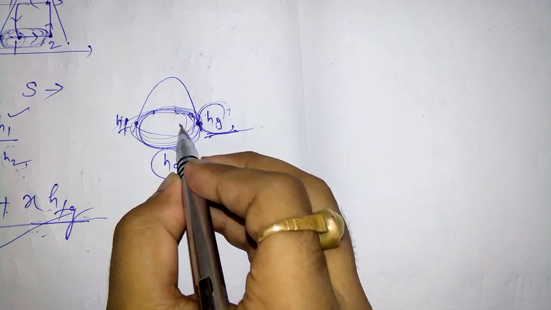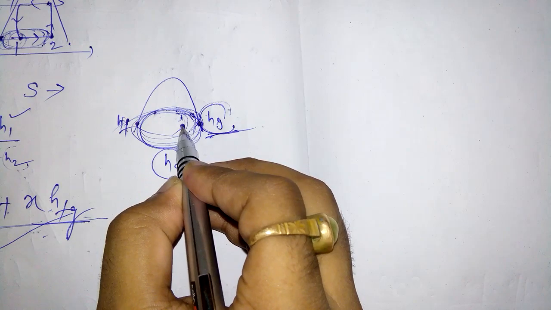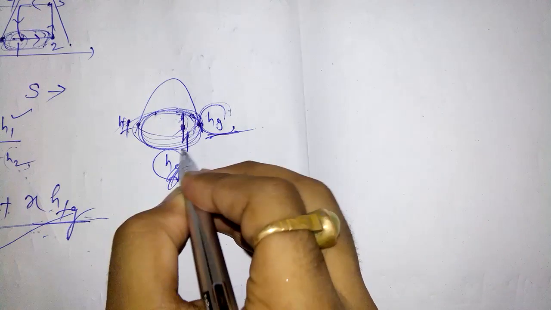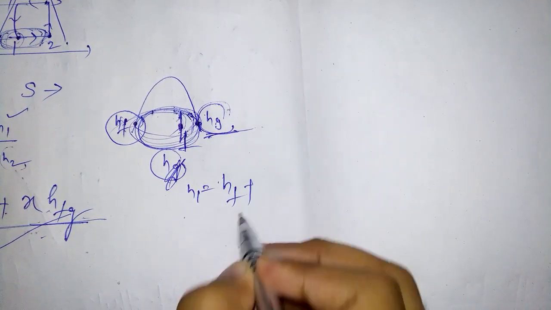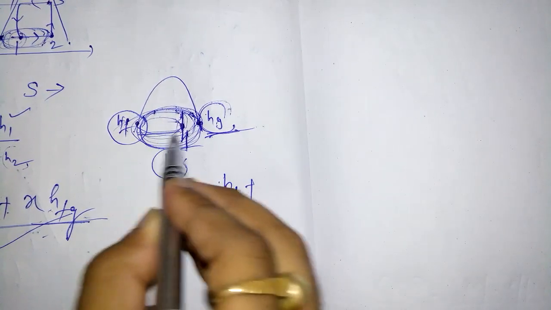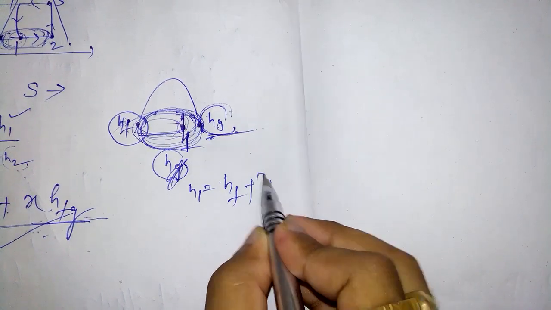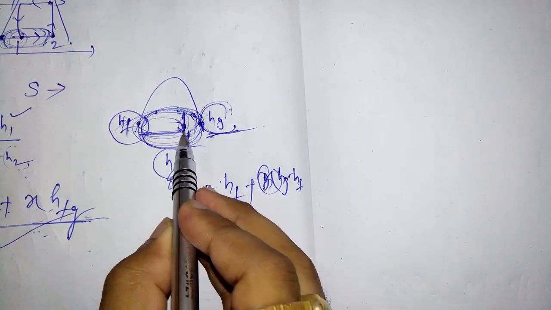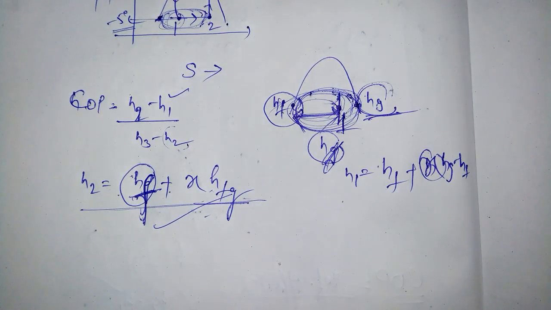But if you are somewhere in between, and I need to find the enthalpy at this portion, then what is my formula? Suppose this is point 2, then H2 will be Hf plus the change in this portion, that is nothing but x into (Hg minus Hf). What is x? x is the dryness fraction for this portion. So H2 is Hf plus x Hfg.